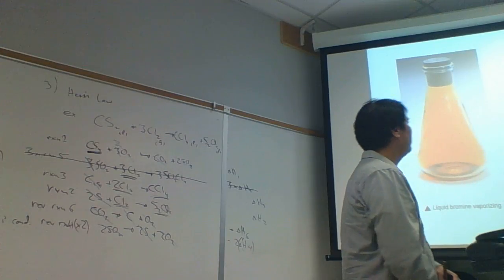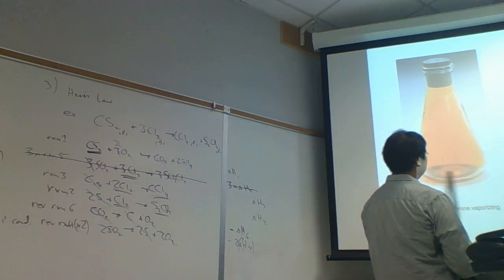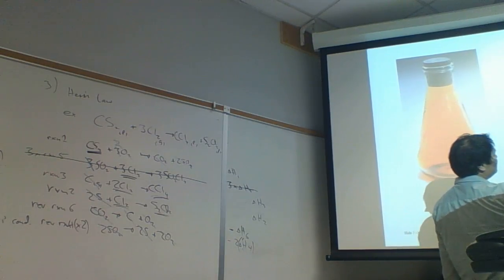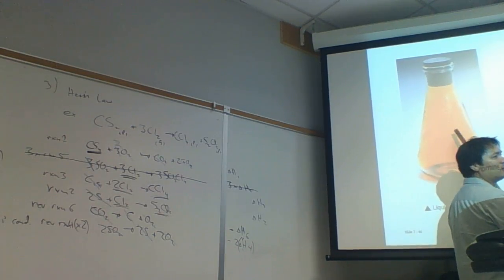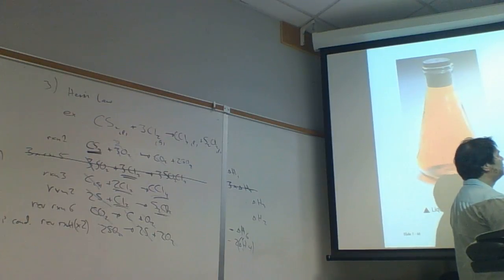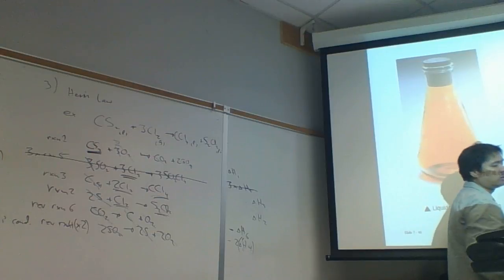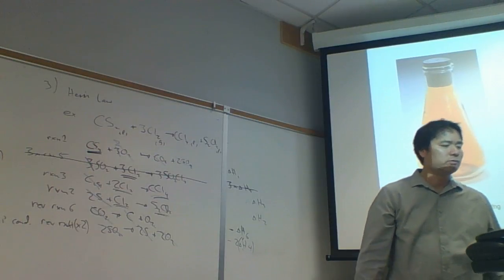Bromine. Bromine is normally a liquid. And so to form bromine gas is going to cost you energy because you have to vaporize it. Vaporizing it means evaporating or boiling it. And so it's going to cost you 31 kilojoules roughly.